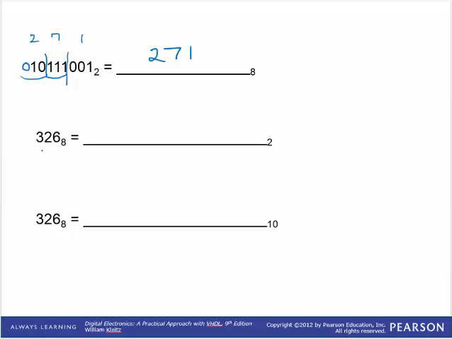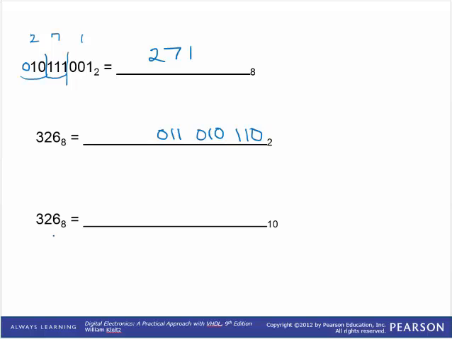Now it says take this number in base 8 or octal and convert it to binary. So I start here at the least significant and I write the number 6, which is 4, 5, 6. That's a 6 in binary. The number 2 in binary is that. And the number 3 in binary is that. So 3, 2, 6. I have now converted my base 8 number to binary or base 2 number.